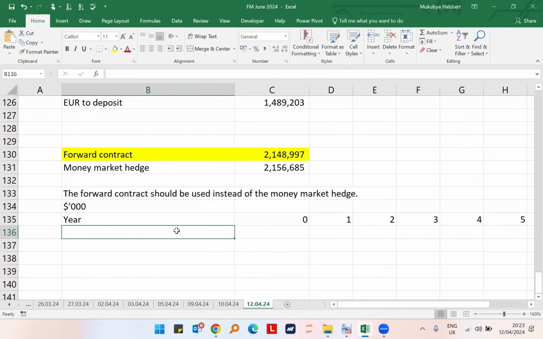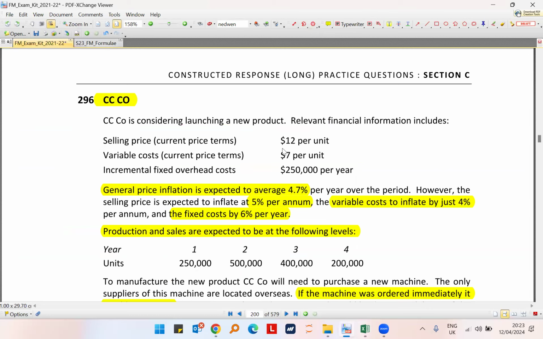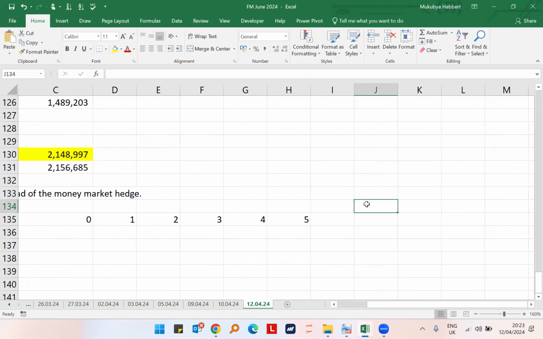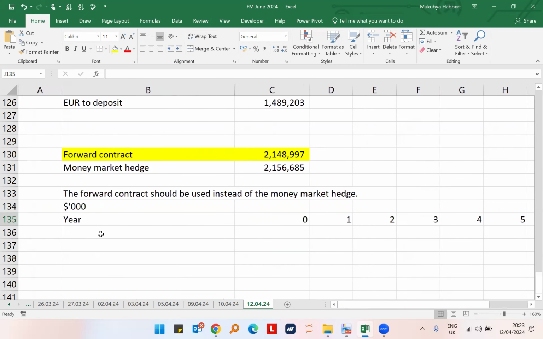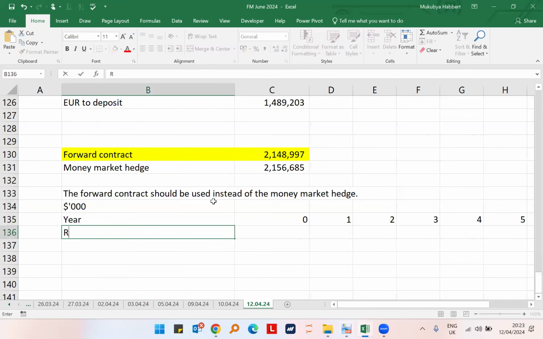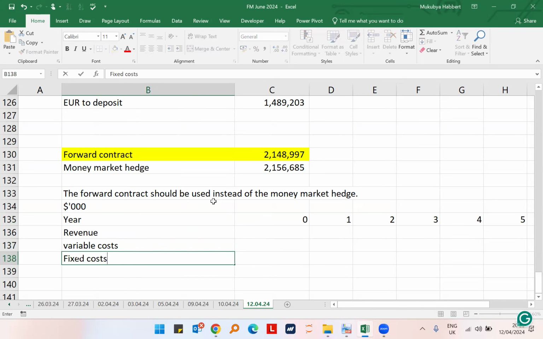Okay. So now, of course, we have selling price, variable cost, incremental cost, and units. So we can make a working here for revenue. Now remember what we are going to need to put here. We are going to put revenue, variable cost. Then we are going to put fixed costs. And then from there, we shall put taxable depreciation.